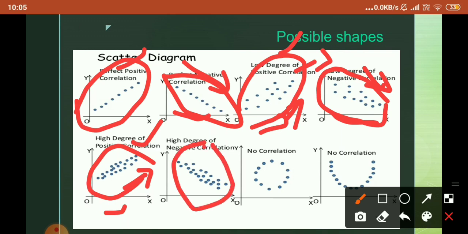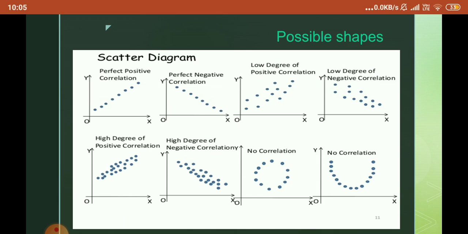Similarly, in this picture the points are going downward, which is the case of negative correlation, and the points are closely connected or clustered together, so this is the case of high degree of negative correlation. Here there is no kind of trend; you can't tell whether the points are going upward or downward, so this is the case of no correlation. Here also the points are neither going upward nor downward, they show a mixed trend, so this is also the case of no correlation. In this way, from the picture we can observe what type of relationship exists between two quantities.